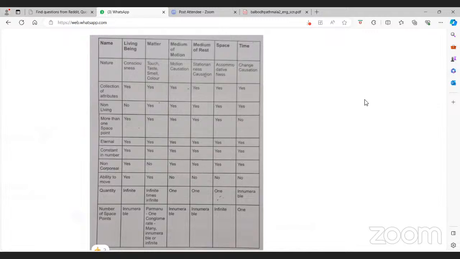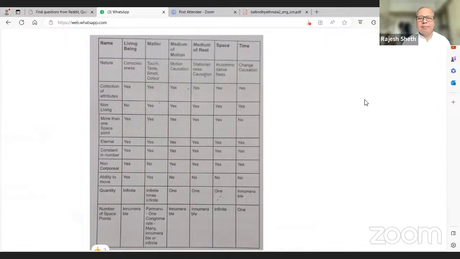You see the sky is blue. So is that blue Akash Dravya or is it a matter Dravya? You tell me. Matter. Why? Because it's having a color. So anything which is having a color is a matter substance. Very simple.